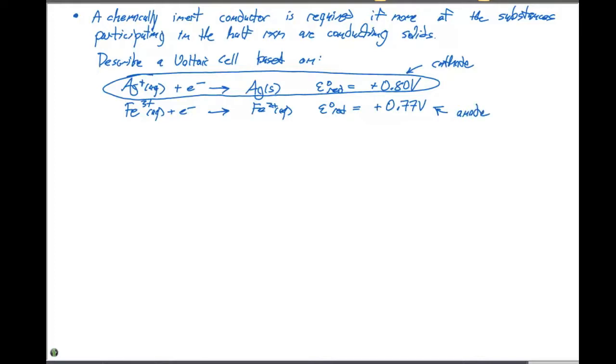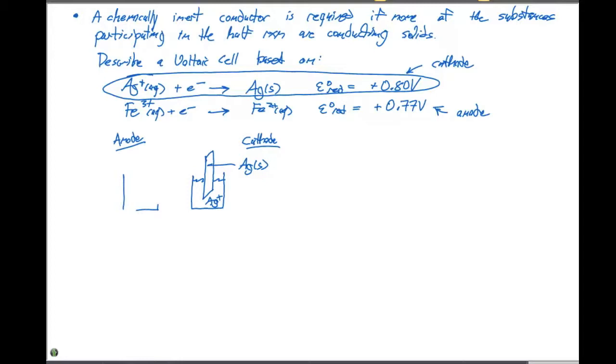If we're setting up this cell, we have the anode over on the left and the cathode over here on the right. We set up the cell where we have two beakers, and the cathode material is going to be the same as the previous example, where we have silver solid immersed in silver ions in solution.